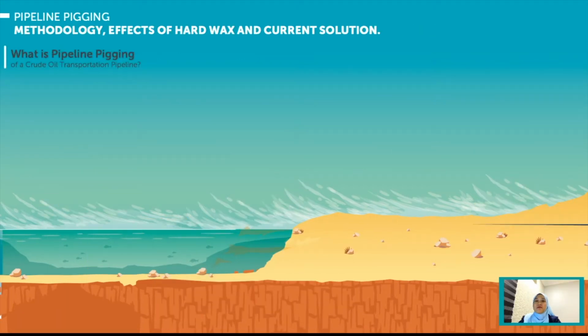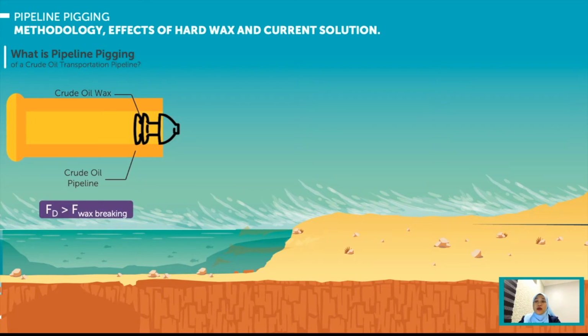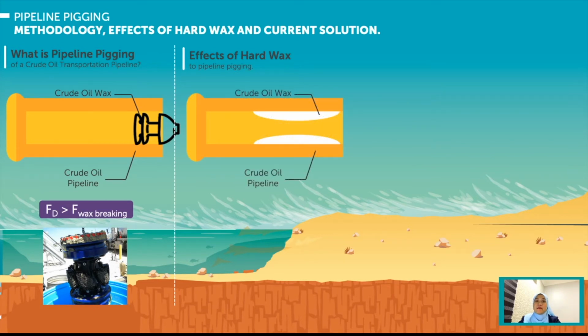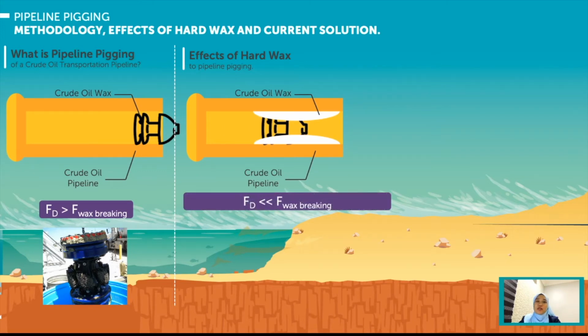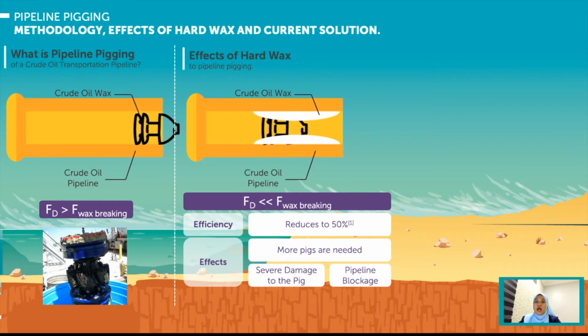Pipeline pigging is a pipeline mechanical cleaning method. This is the overview of a normal and successful pipeline pigging, which happens as the driving force of the pig is larger than the wax breaking force. However, because the crude oil wax contains 40 to 60% paraffin, the wax becomes harder and the driving force is no longer larger than the wax breaking force. This will reduce the pigging efficiency to 50% and will require more pigs for cleaning, cause severe damage to the pig and pipeline blockage. All of this will surely increase the operational expenditure.